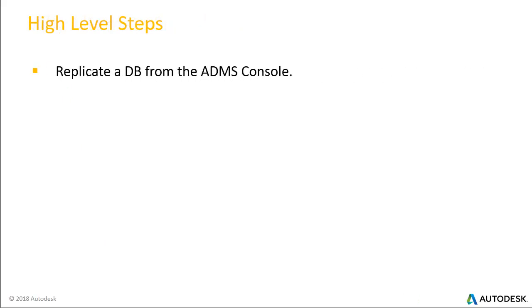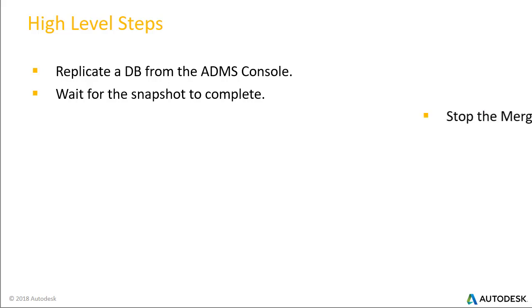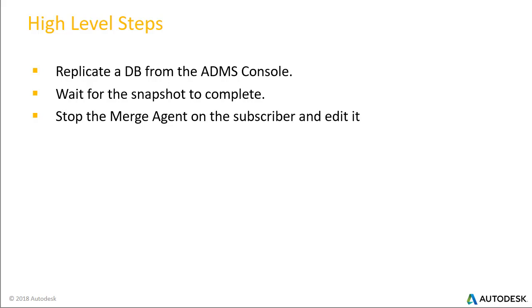So the high level steps: you would replicate a database from the ADMS console. You would go into the ADMS console and manage replication, and you would send a database over to a specific subscriber. If it's the first time that this is happening, you would wait for the snapshot to complete. That could take 5 minutes. Once the snapshot is complete, the merge agent on the subscriber then leaps into action, and it starts to consume that snapshot. And it's that part of the process that can be very slow.